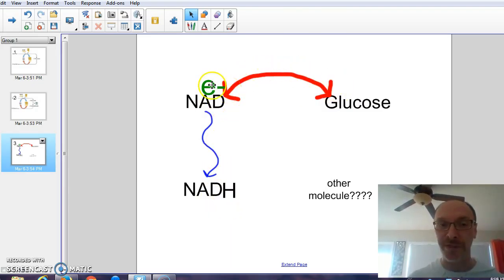So the way that the cell does that is the NADH will actually transfer its electron to another molecule. When that happens, the NADH, if I just get rid of that hydrogen there, the NADH becomes NAD again and can be used to further accept electrons from glucose, and glycolysis will continue to make ATP for the cell.